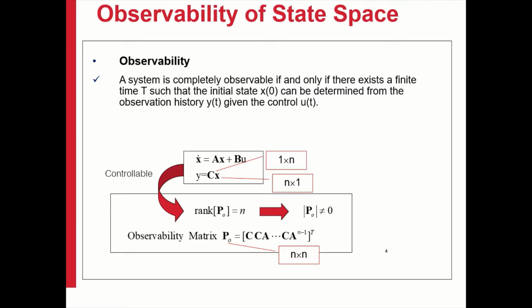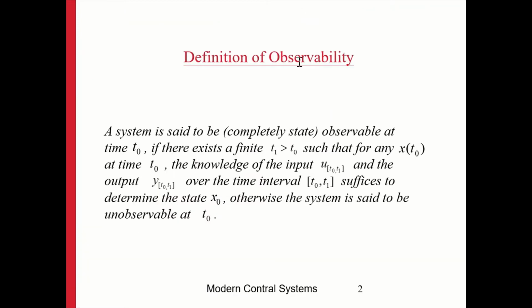The second condition is observability. So controllability is about controlling something. Observability is more about seeing something. So a system is said to be completely observable at any time t0 if there exists a finite time t1 greater than t0, such that for any x of t0, the knowledge of the input sequence and the output sequence over that time interval is sufficient to determine the initial state. Otherwise, the system is said to be unobservable.